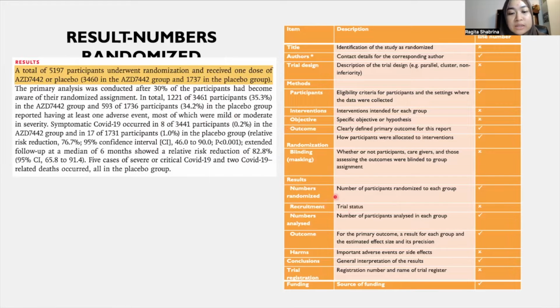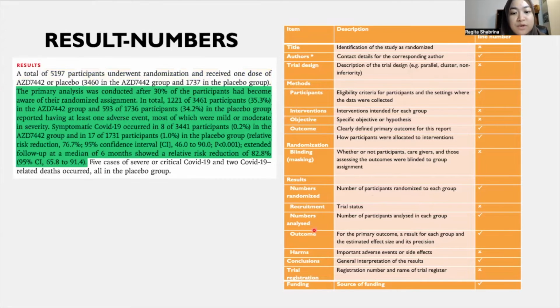Next is the results, which contain the numbers randomized. The definition is the number of participants randomized to each group, and in the highlight, a total of 1,197 participants underwent randomization and received one dose of AZD7442 or placebo. And next, for the recruitment, there is no recruitment.